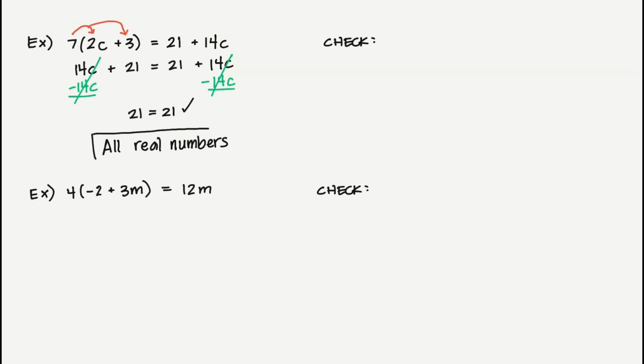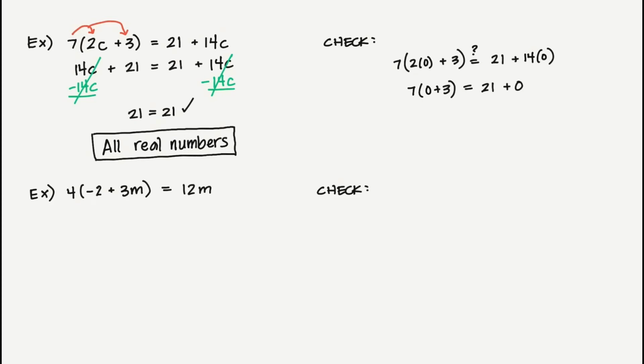And so again, I can pick any number to check my work. How about let's just pick 0 this time. So 7 times (2 times 0 plus 3) is equal to 21 plus 14 times 0. So on the other side, that's 0 plus 3, and then that's 21 plus 0. So that's 7 times 3. That's equal to 21. Perfect. Both sides equal 21. It works out.